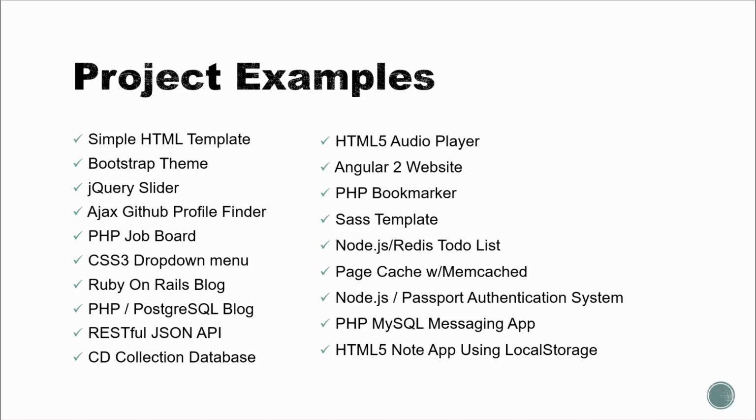We'll also build an HTML5 audio player, an Angular 2 website, a PHP bookmarker using sessions, a Sass template, a to-do list using Node.js and Redis, a page caching system with Memcached, a passport authentication system with Node.js and Passport, a PHP and MySQL messaging app, and an HTML5 note-taking app using local storage. All right, so these are just some of the projects that we'll be building throughout this huge course.